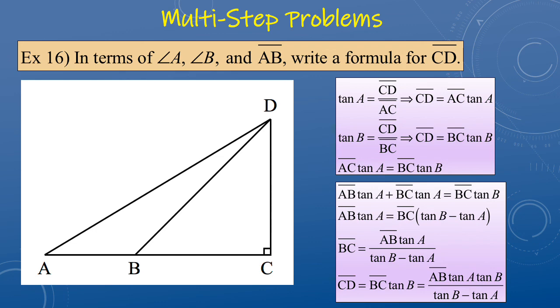But we're trying to find CD. From our second statement above, we know that CD is equal to BC tangent B. So we end up with the statement that CD is equal to AB tangent A tangent B all over tangent B minus tangent A. You may want to go back to example 15 and plug in the values of A being 25, B equals 40, and AB is equal to 12 to show that you get the same answer.